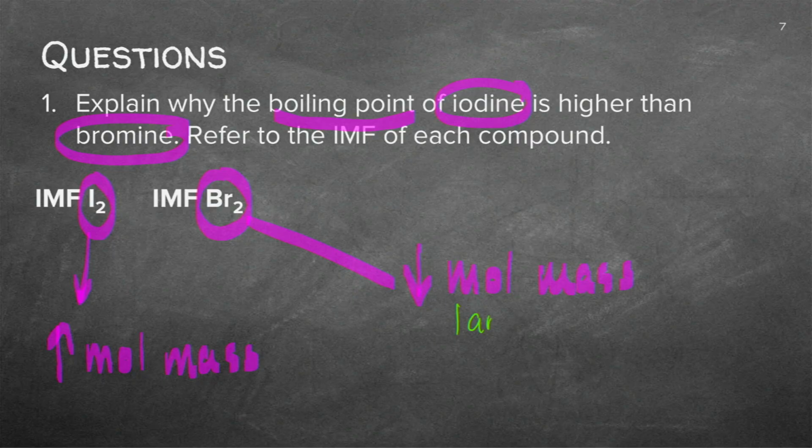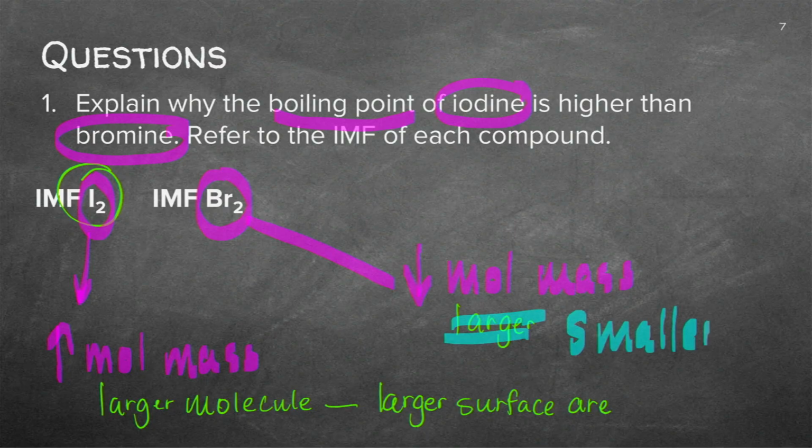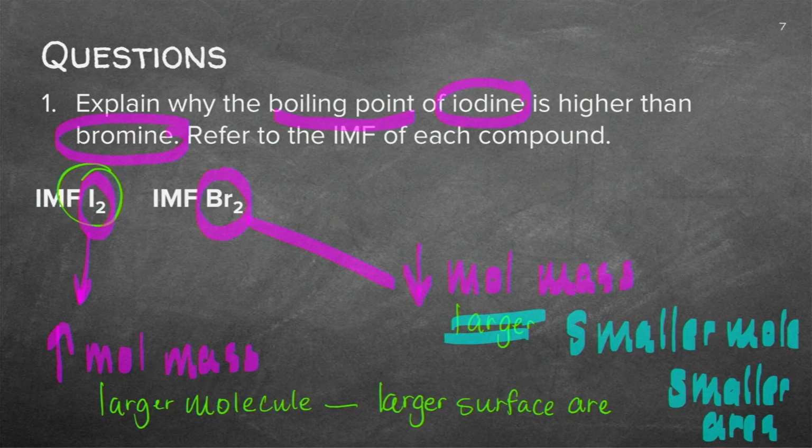Iodine is the larger molecule, therefore it has a larger surface area. Can you see I'm now expanding on my argument? Why is this higher? Let's go and correct the bromine: it is a smaller molecule and therefore has a smaller surface area. So these will be the comparisons between those two substances.